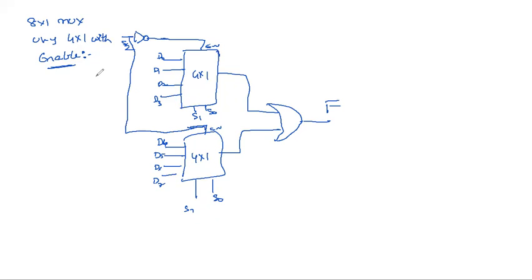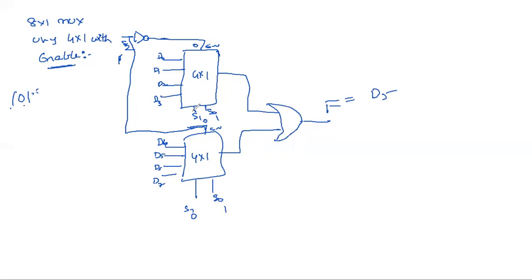Now let us check the same thing. Previously, what you checked: 101 means 5, so the output will be D5. This one will be selected. So this is 1, this is 0, this is 1, this is 0, and S2 is 1, right? If S2 is 1, its complement is 0.